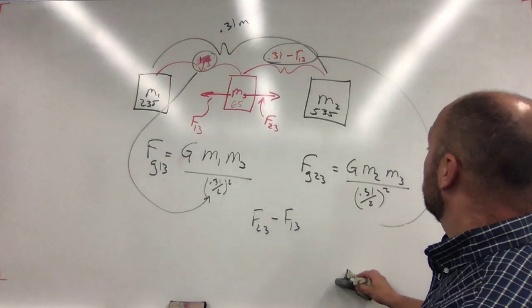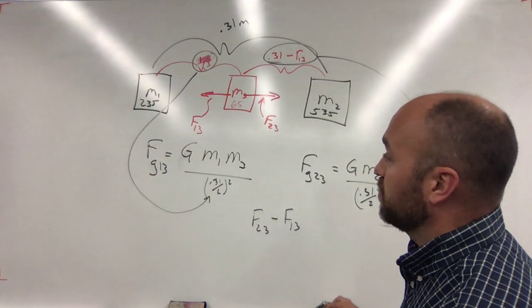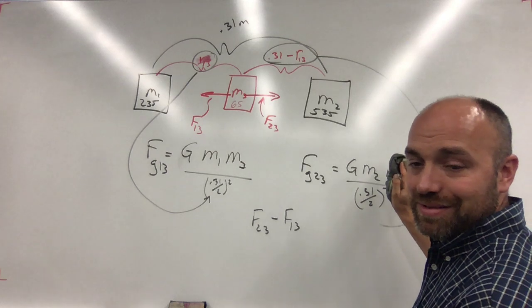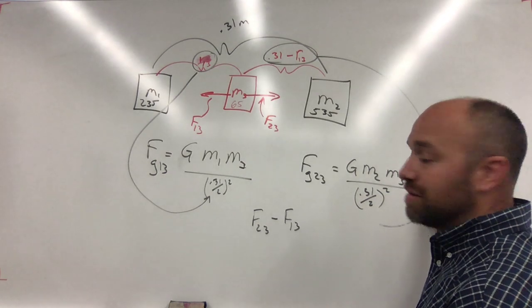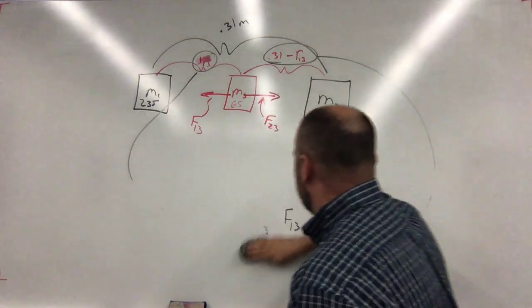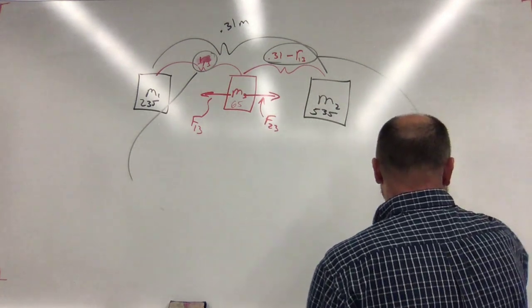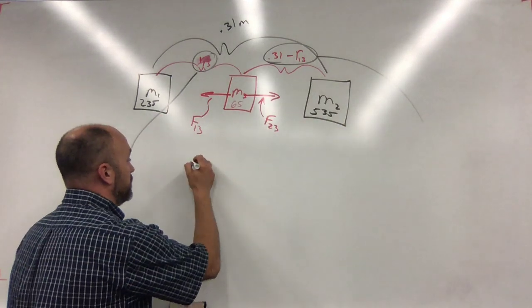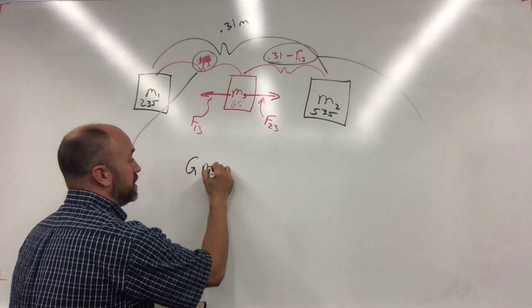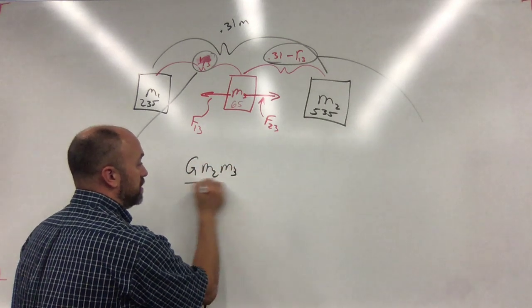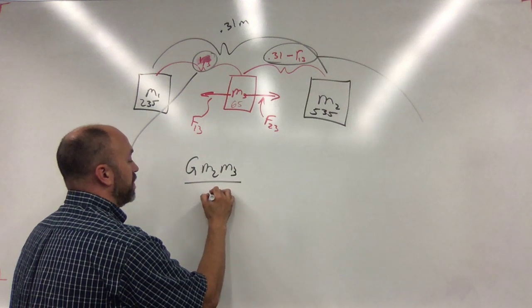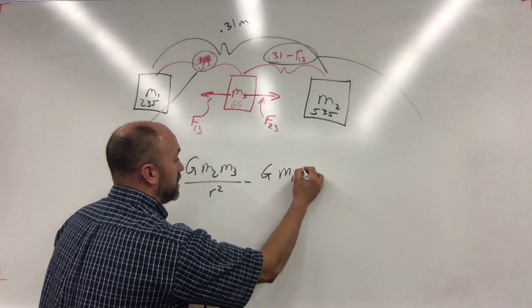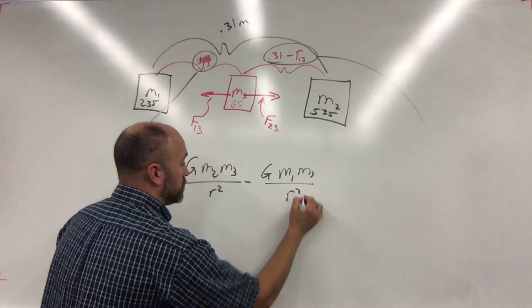Let's write it out a little bit here. I have some more board space. Can I just erase some of this and draw it out? Oh. Did you see your mistake? I think I just subtracted wrong. So we're going to have G times M2 times M3 divided by R squared minus G times M1 times M3 over R squared.